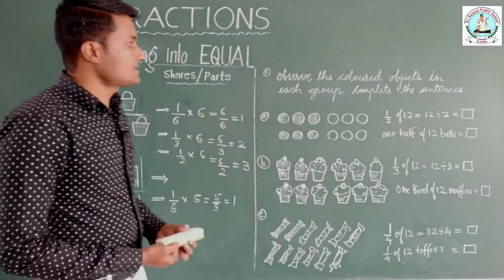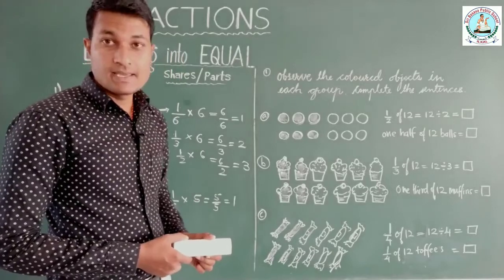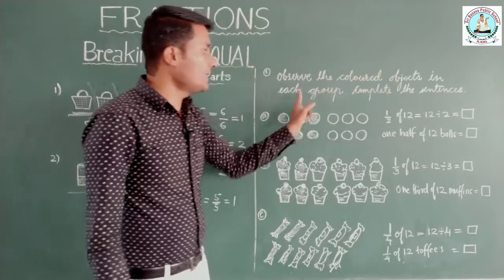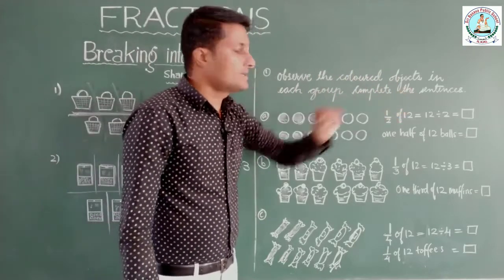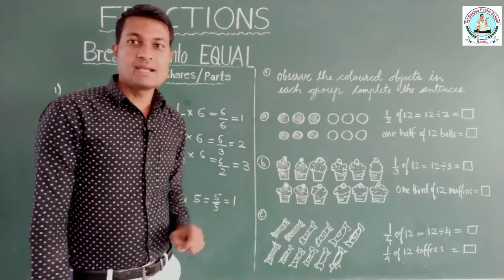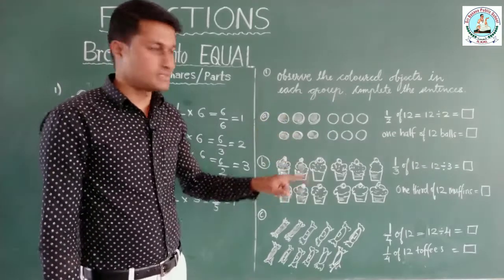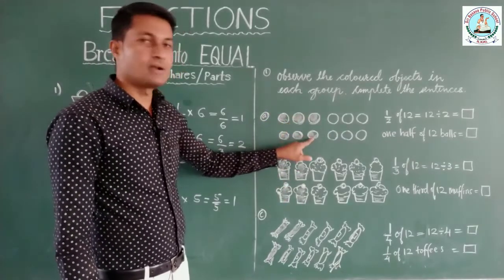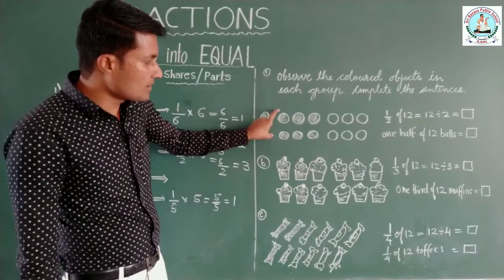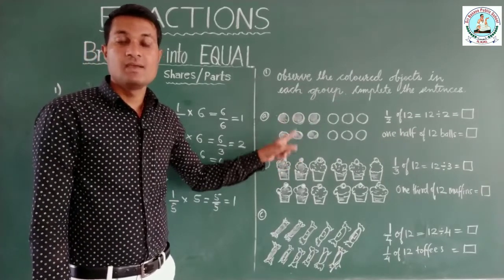Let us solve the exercise problems of page number 68. Yes, 68. And your first one is: observe the colored objects in each group and complete the sentences. So here some groups of items are given, and in each group some items are already colored. See here, I have just shaded. So you just assume that I have colored. So some colored parts are given here. You need to identify the fraction by observing the colored parts.